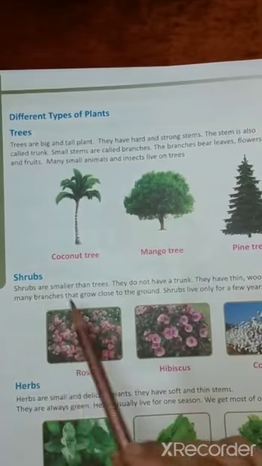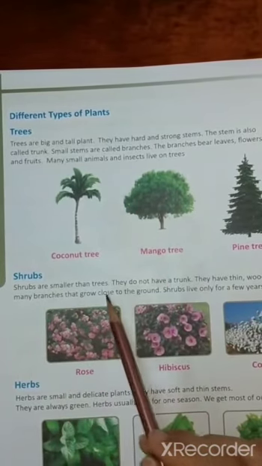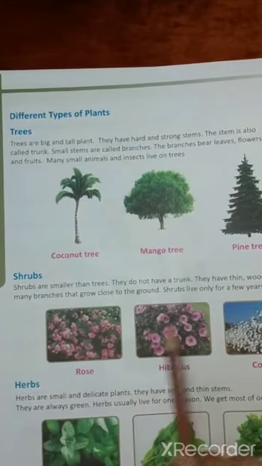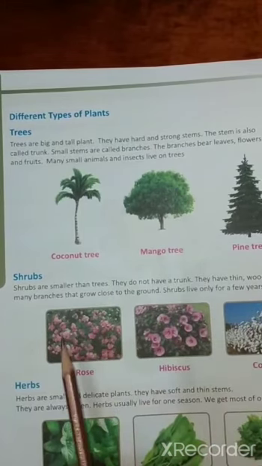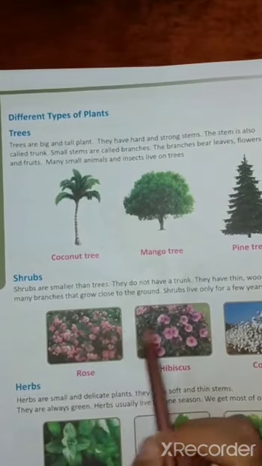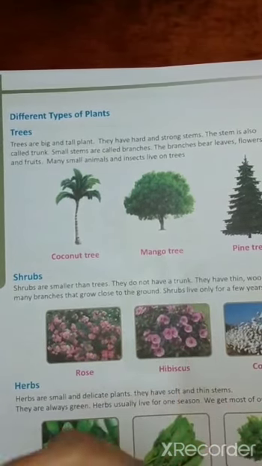Then we have shrubs. Shrubs are smaller plants than the trees. They do not have a trunk. You can see they don't have a trunk. They have thin woody stems and so many branches that grow close to the ground. Shrubs live only for a few years.